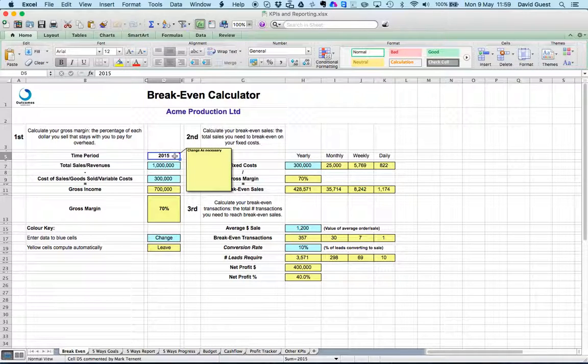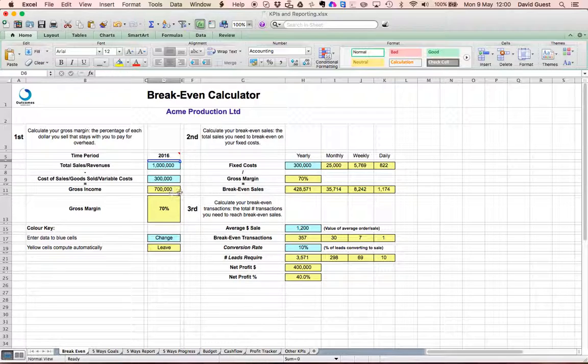If you see a little red triangle at the top of a box, it usually means there's a help tab associated with it. So if you hover over that, it'll tell you to change as necessary. So in here we might say 2016 is the time period, or 2016-17. The total sales revenue is going to come from your P&L, and same with your cost of sales or cost of goods sold or variable costs. So that's usually your cost of products. You'll put those two numbers in there.